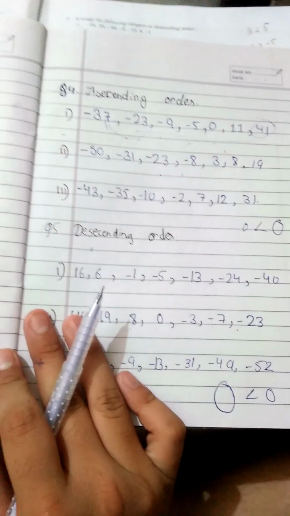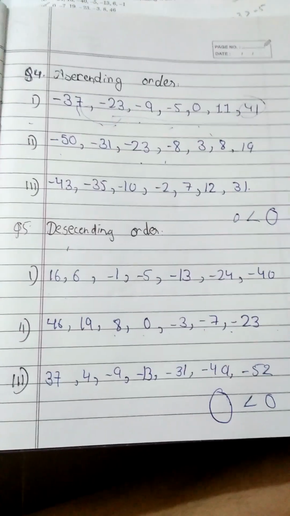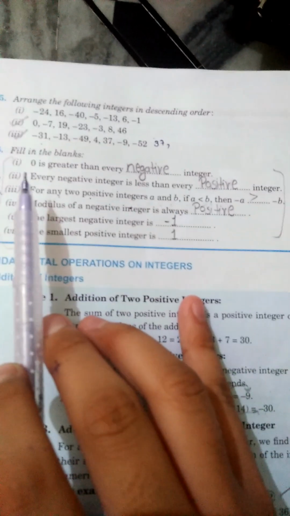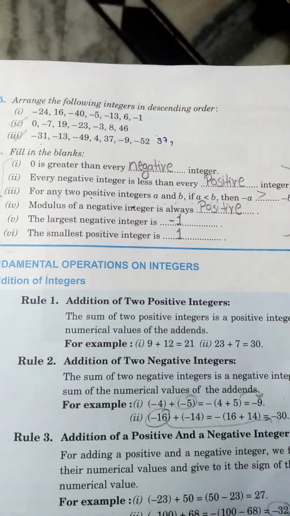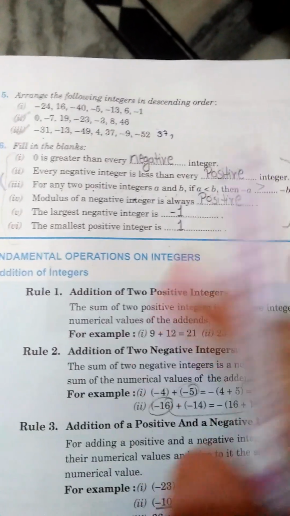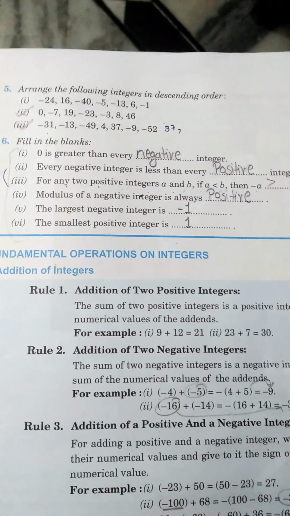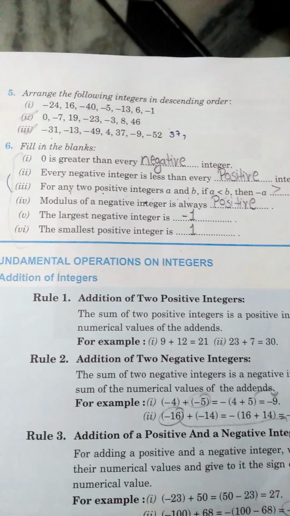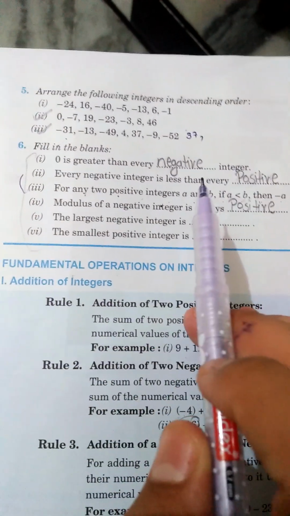Let's begin with the fourth question, which is fill in the blanks. I did all the blanks in the book. Okay. Next question 6, which is fill in the blanks. So first is 0 is greater than every dash integer. I also explain with an example that 0 is greater than every negative integer.